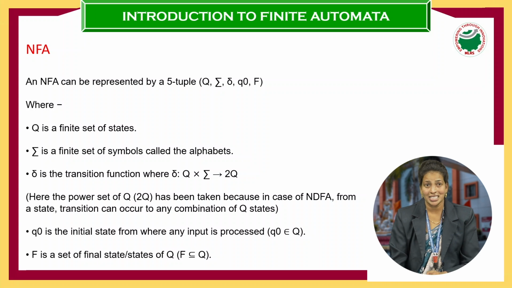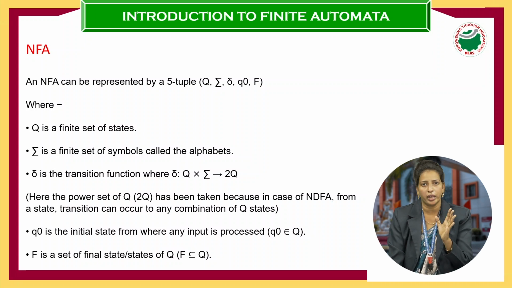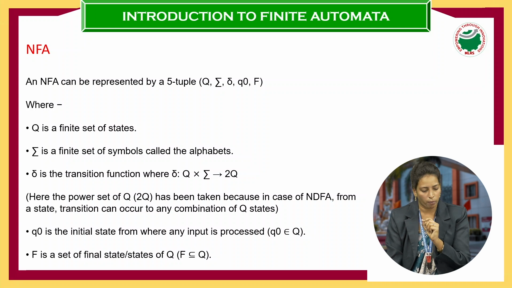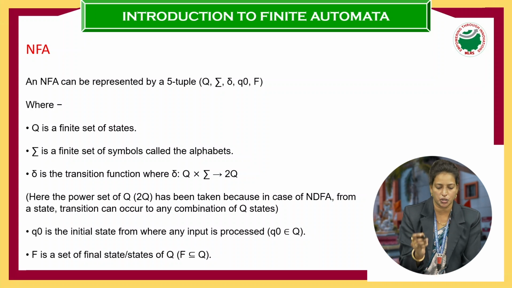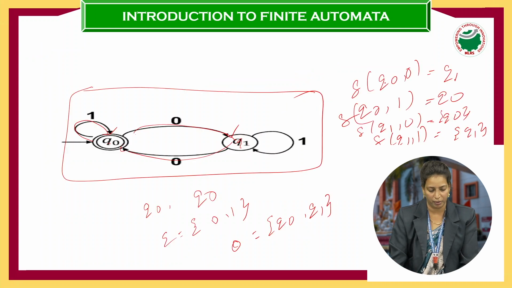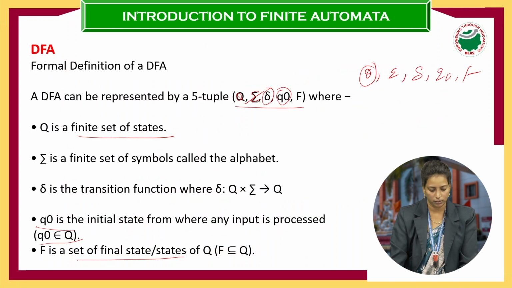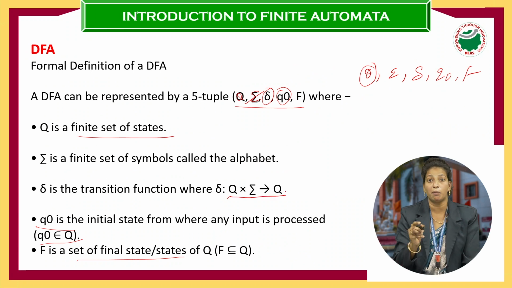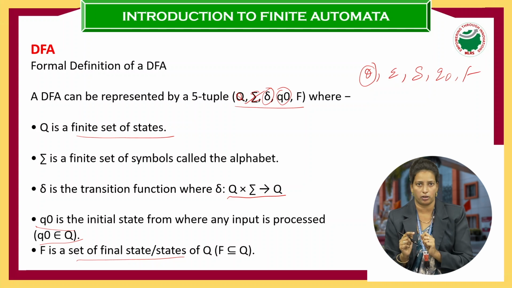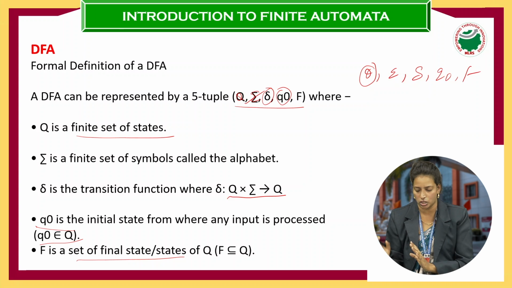So here, what is the difference between NFA and DFA? Both are represented as 5-tuples. So the main difference is the transition function. In DFA, Q into sigma tends to Q only. In the previous slide, observe this one. So, Q into sigma tends to Q. That means one input symbol goes to only one next state. Okay? It contains only one transition.